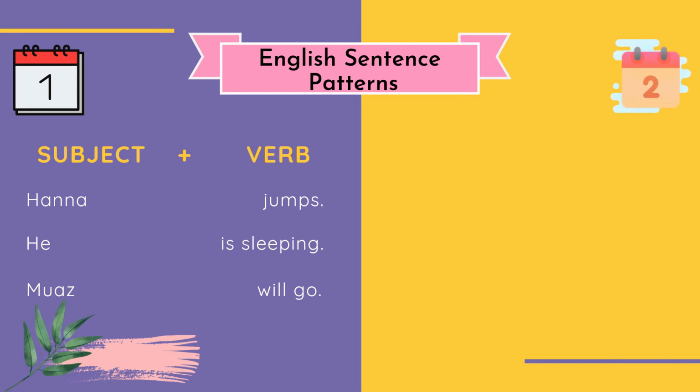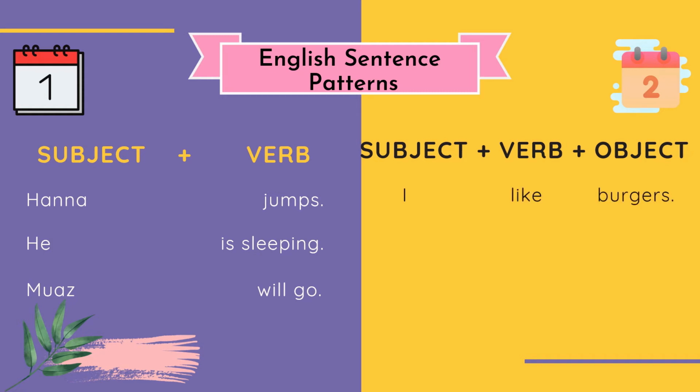Okay, let's move on to the second English sentence pattern. This one is a little bit longer than the first one, but it's just as easy as the first one. So it is subject plus verb plus object. So let's look at the examples.